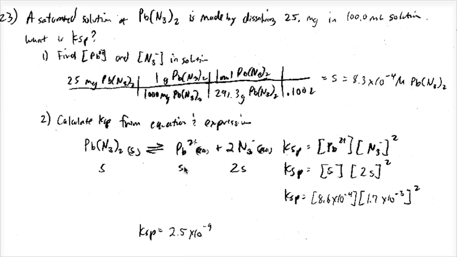This is just like the previous problem where you write out your expression and you assume lead is an S. And the azide is 2S because there's 2 azides for every lead. Write your Ksp expression, plug in your S values. You know what the molar solubility is. We found it up here in this number 1 piece. And plug it in and solve and get your Ksp to be 2.5 times 10 to the negative 9th.